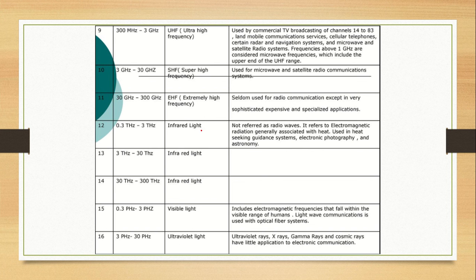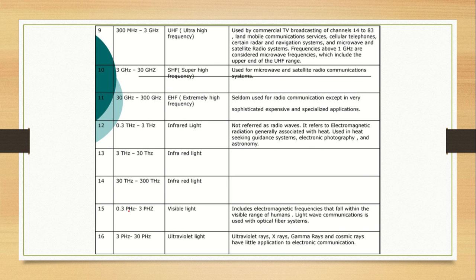So that is the infrared frequency, not referred to as radio waves. It refers to electromagnetic radiation generally associated with heat, used in heat-seeking guidance systems, electronic photography, and astronomy. Then we have 3 terahertz to 30 terahertz. That's still infrared, so there's no designation yet. 30 terahertz to 300 terahertz is infrared also, so still no applications.